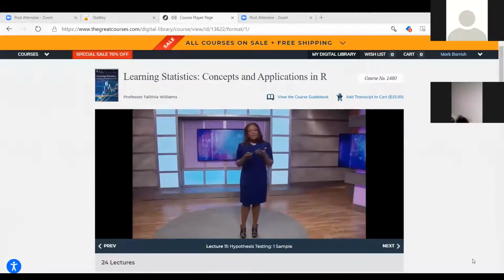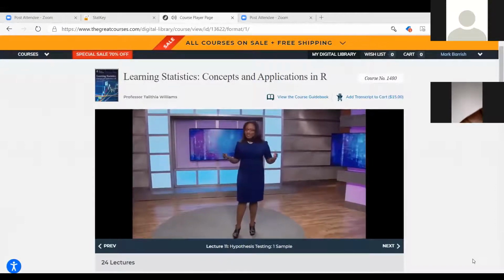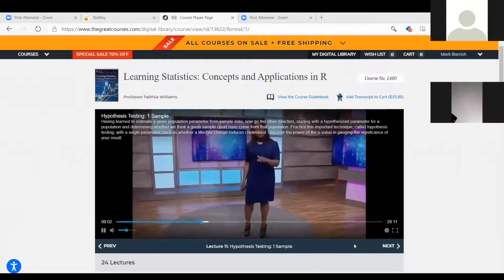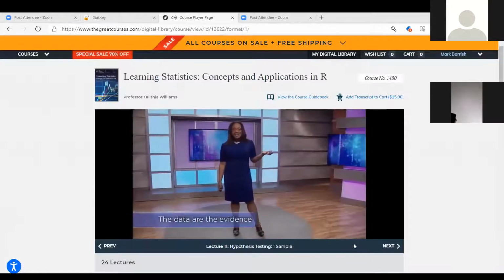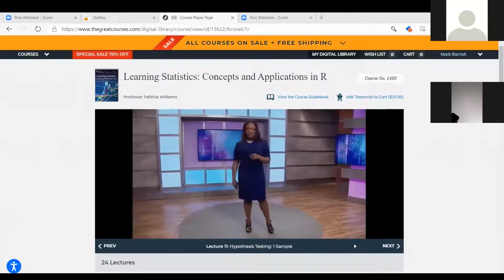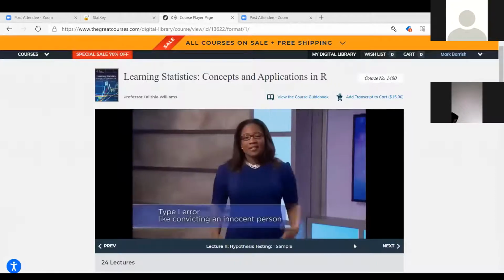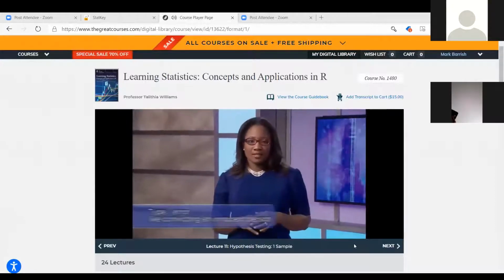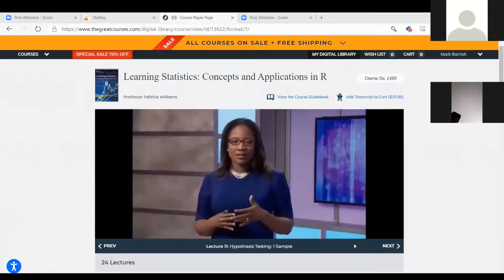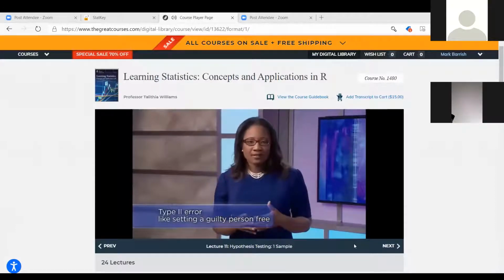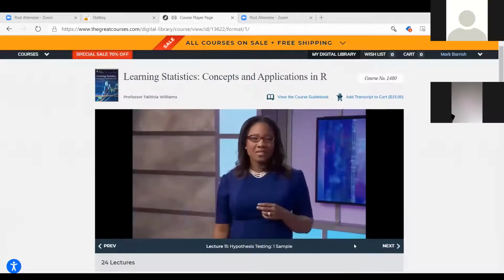Now, we always assume the null hypothesis is true unless we've got sufficient evidence, right, beyond a reasonable doubt to reject it. So in hypothesis testing, our data are the evidence, right? If there's enough evidence in our data, we reject the null hypothesis. And if there's not enough, we fail to reject. So in this case, a type 1 error would be like convicting an innocent person, right? The evidence led to a wrong conclusion. And if we made a type 2 error, that would be like setting a guilty person free, right? There's not enough evidence to prove guilt.